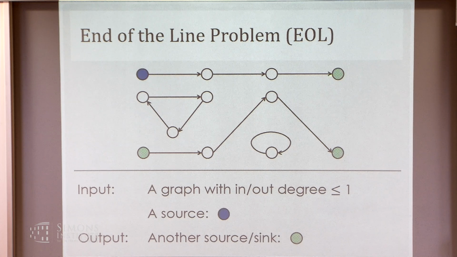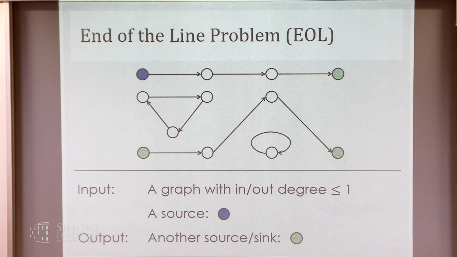So of course, if we find a sink, we know that we found it. So it does have an NP flavor. But why is it in TFNP? Because if you give me a source and the graph has in and out degree at most 1, and I start walking, eventually I have to hit a sink.